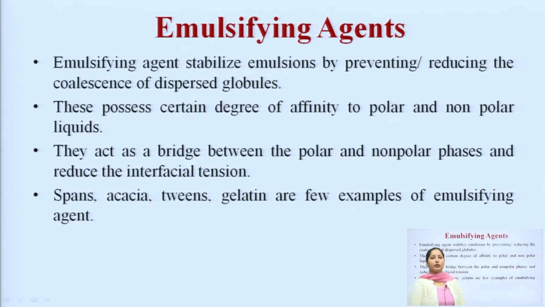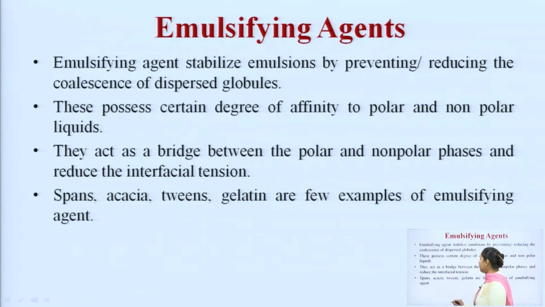These possess a certain degree of affinity to polar and non-polar liquids. They act as a bridge between the polar and non-polar phase and reduce the interfacial tension. Examples of emulsifying agents are Span, acacia, Tween, gelatin, etc.